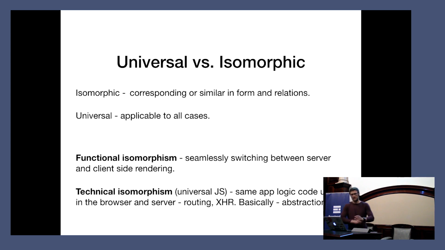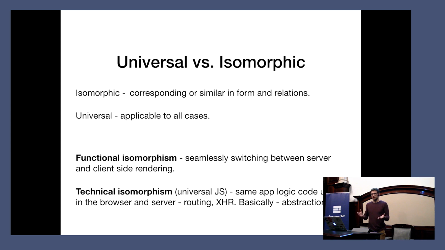There's a guy called, I'm not sure if I'll pronounce it right, I think it's Gert Hengeveld. He came up with the idea that you should look at it slightly differently. You should look at functional isomorphism, which means seamlessly switching between server and client side in terms of rendering. Then you have technical isomorphism, which is the universal JavaScript part of it, which means the same application logic and code can be reused on the client and the server. That's more like dealing with HTTP requests, even rendering partially, routing, module loading.